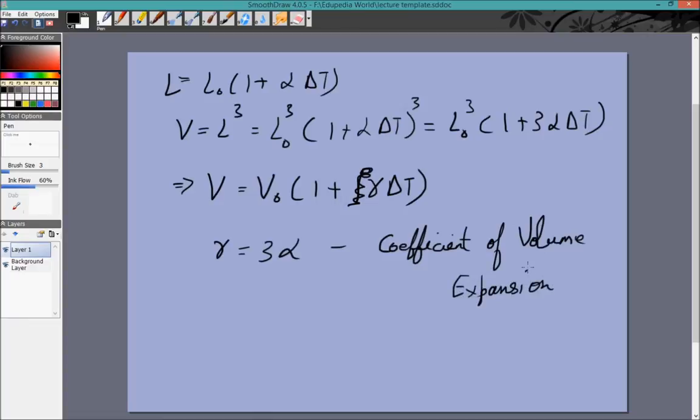So the coefficient of linear expansion is the most fundamental quantity. It is generally known for particular materials. But if you know the coefficient of linear expansion for iron, then you know the coefficient of volume expansion for an iron cube, as well as the coefficient of surface expansion for an iron plate. Right? The coefficient of surface expansion will be just twice the linear expansion, and for volume it will be 3 times.